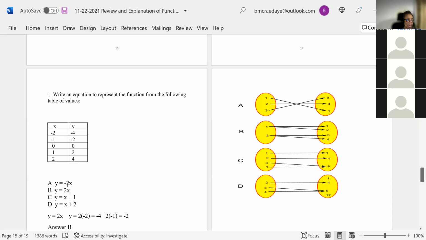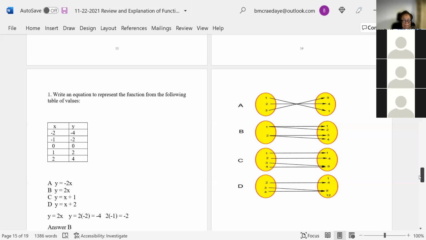So I said, well, it can't be the negative, because a negative times a negative will give me a positive 4. So it can't be A, because this is a negative 4. So that means it has to be 2x. Answer B. Got it? Okay. Now that was from a table.